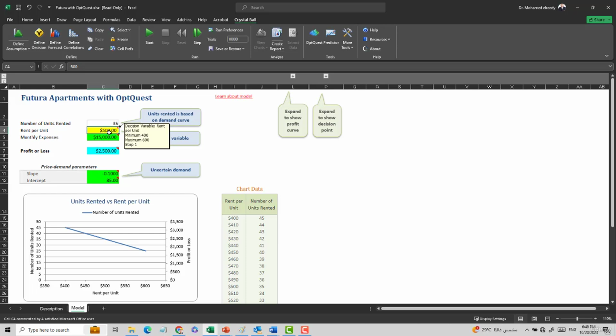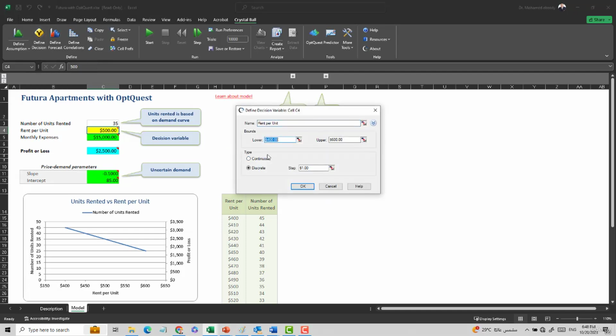It will be one, here from this, define decision variables. When you define it, it takes this name from the cell beside it. Okay, and then you choose 400 to 600, the lower limit and the upper limit. It will be discrete or continuous. We mentioned it will be discrete.